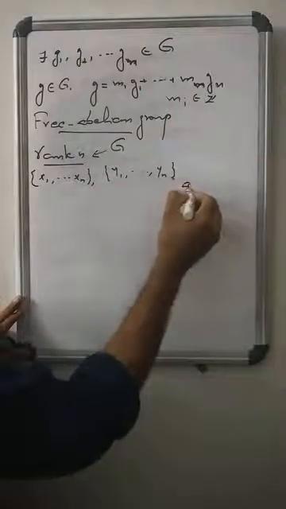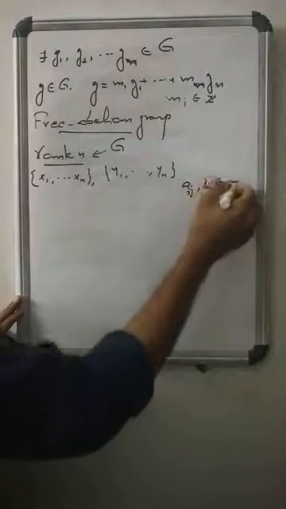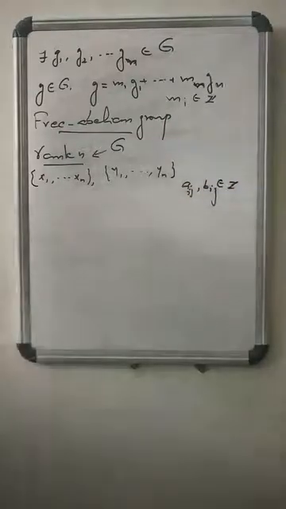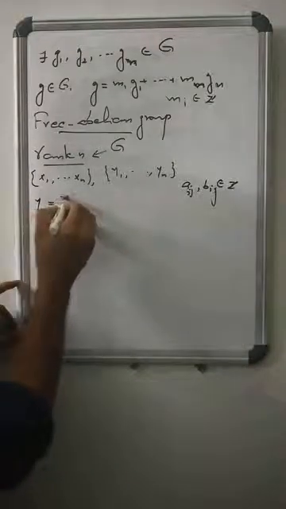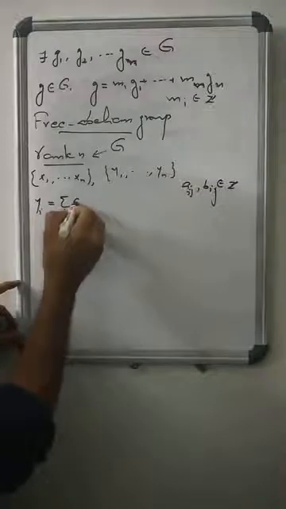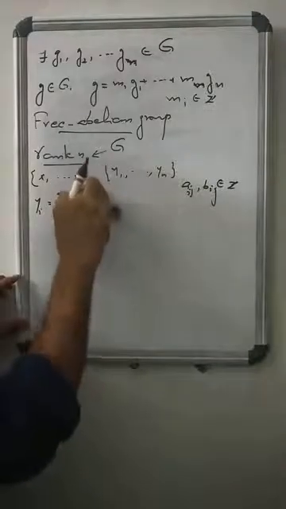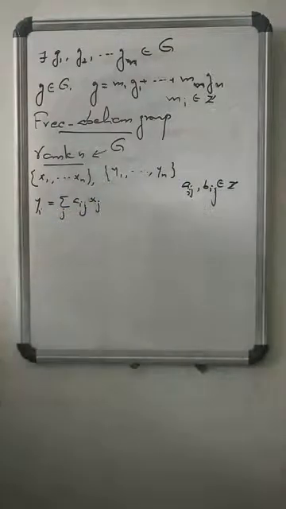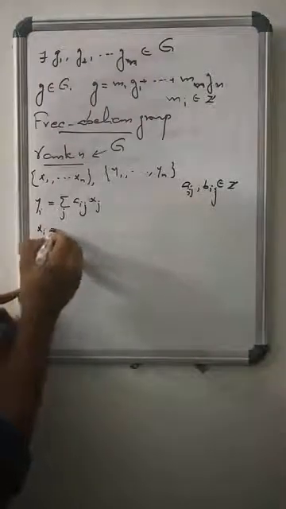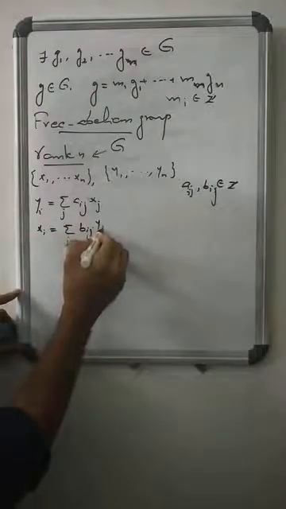Let aij and bij be integers, such that yi equals sigma with respect to j of aij xj. Consider this yi: yi equals sigma with respect to j of aij xj. And consider xi: xi equals sigma with respect to j of bij yj.